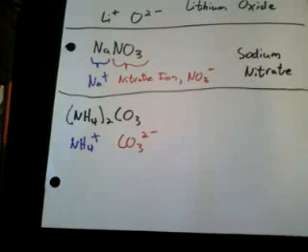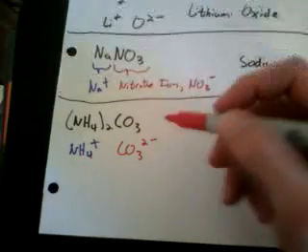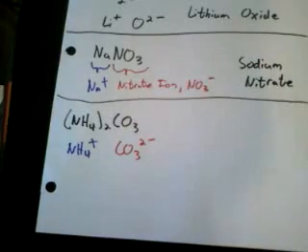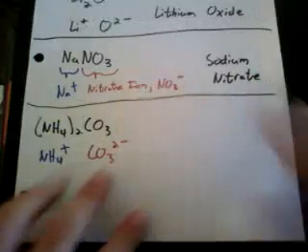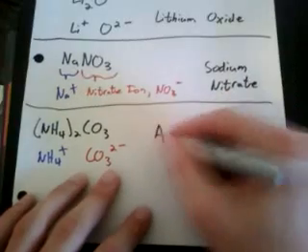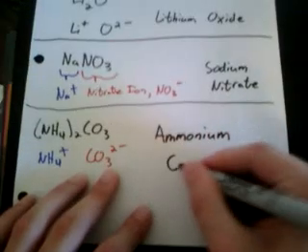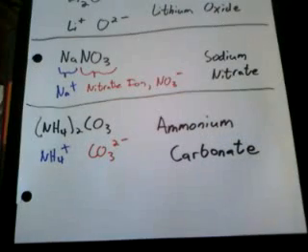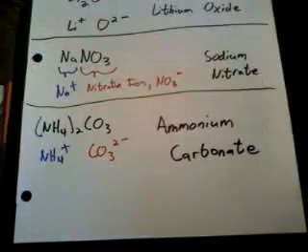There's no specific method on how to find that. This NH4+ is called the ammonium ion, and the CO3 2- is called the carbonate ion. So based on that, we would call this thing ammonium carbonate. Pretty straightforward, right? Okay, let's do one more.